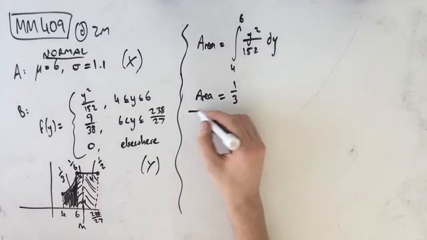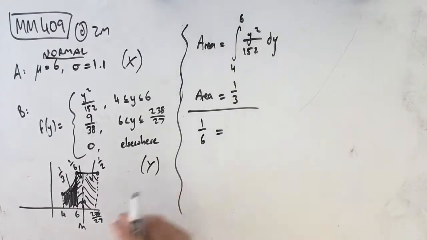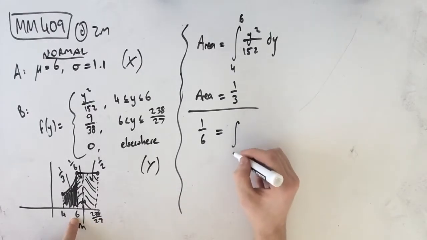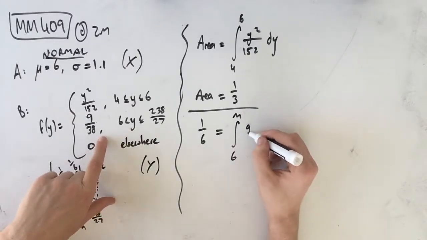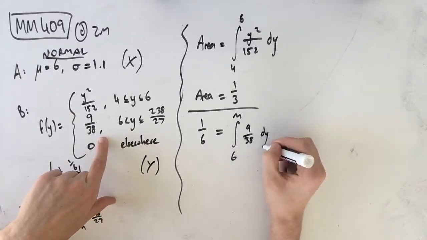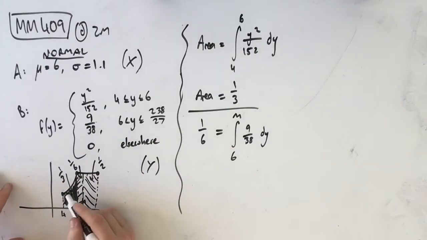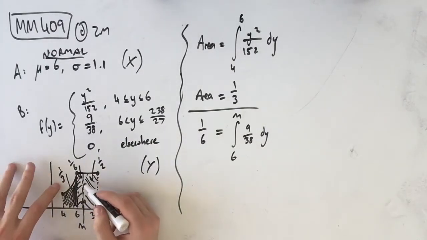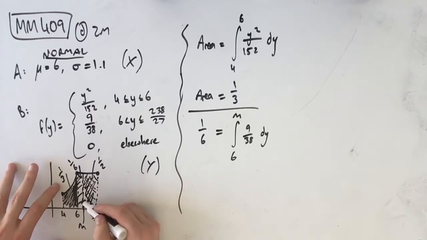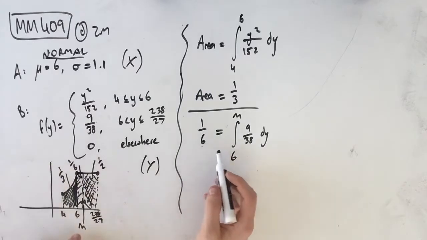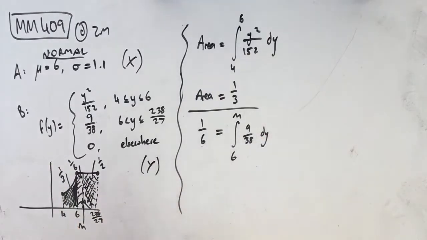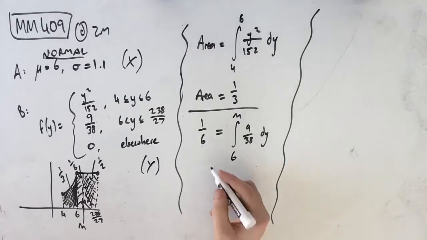So that means that our area, 1/6, is our area from 6 to m of 9y on 38 dy, right? We found that the whole thing under here was 1/3. This whole thing is 1/2 because half lies on either side of the median, which means this must have 1/6 remaining. And now we can just evaluate this as normal.